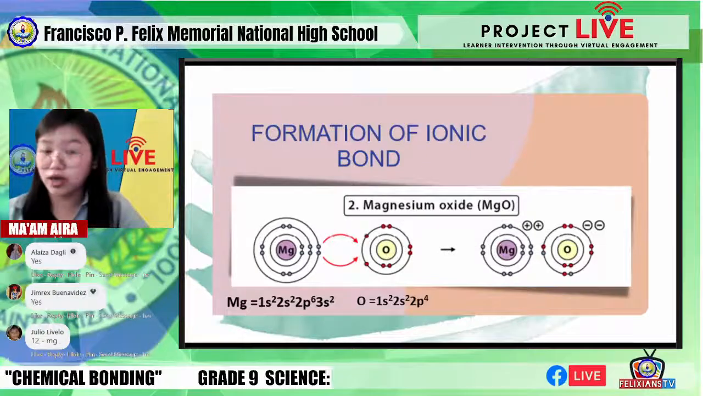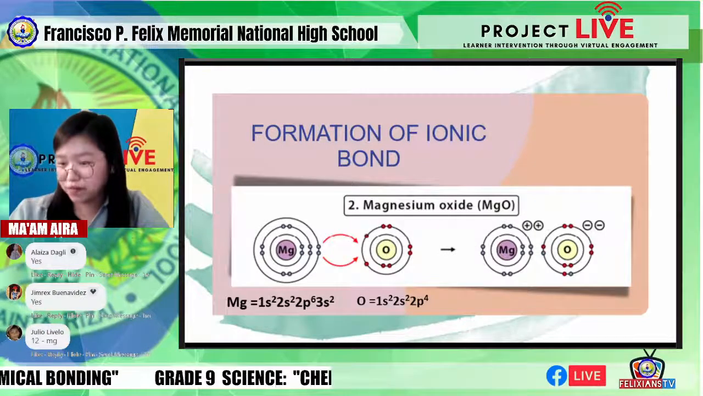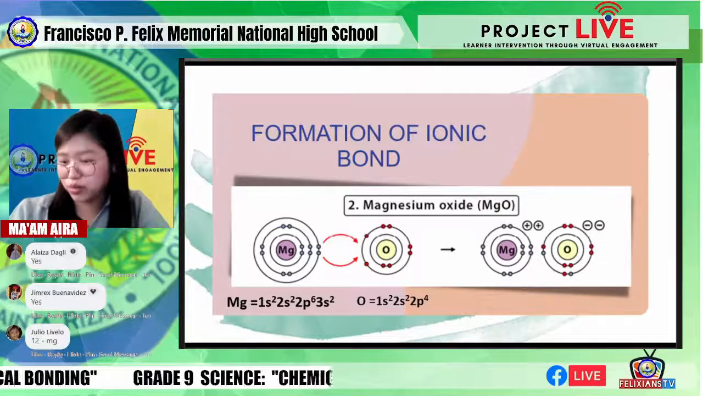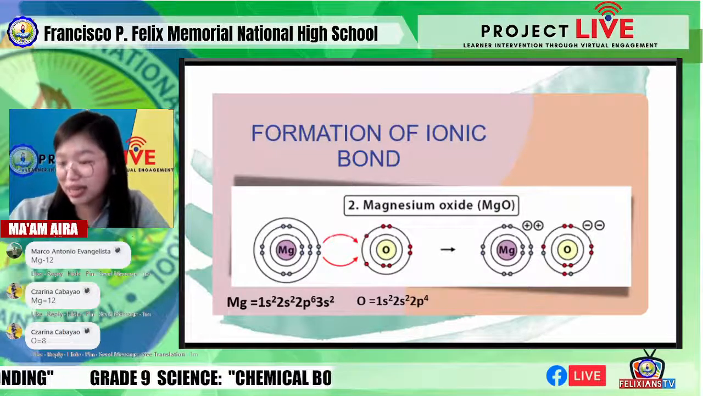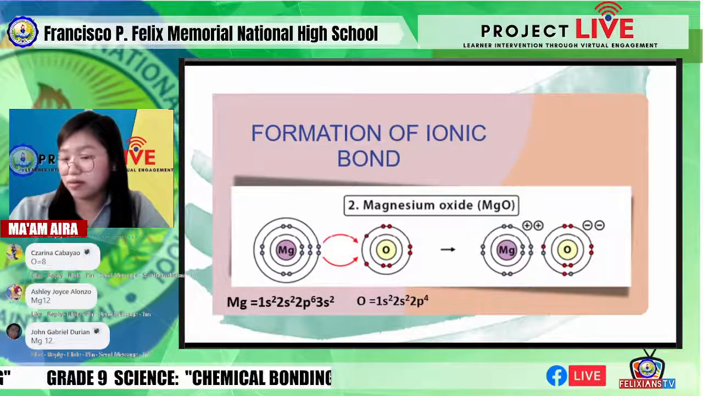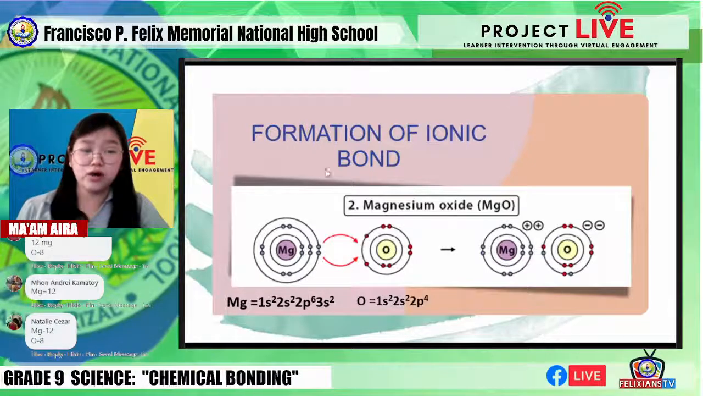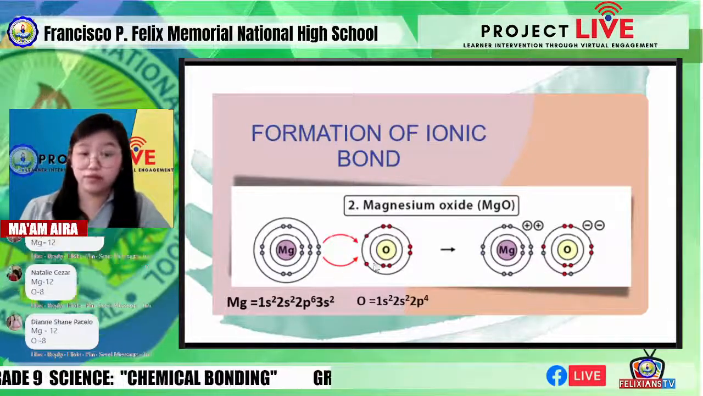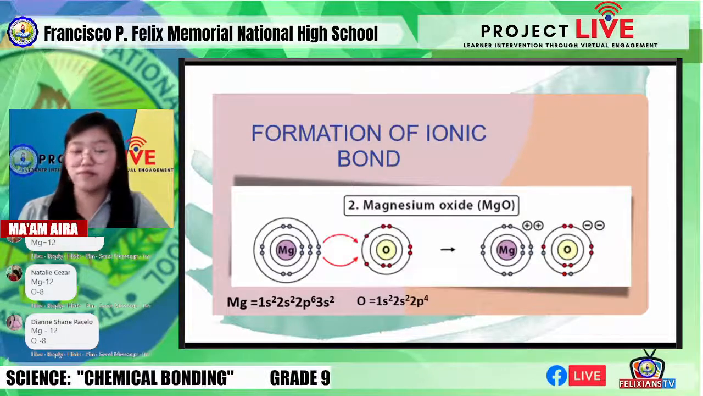Okay, thank you so much. For magnesium, you are correct. That is 12. We have the first one to answer, Julio, followed by Marco, Jarina again, John Gabriel, and many grade 9 students. So, for Mg or magnesium, we have 12. 12 yung kanyang atomic number. And for oxygen, we have 8.